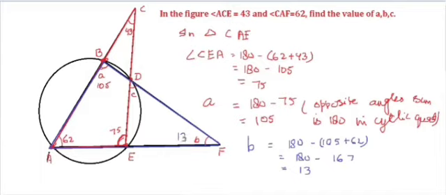Now I will take the green triangle. I know B, I know the exterior angle, so I can calculate C. Now 75 is the exterior angle, that will be equal to B plus C. So 75 is equal to 13 plus C. So C will be 62. So this is our required answer.